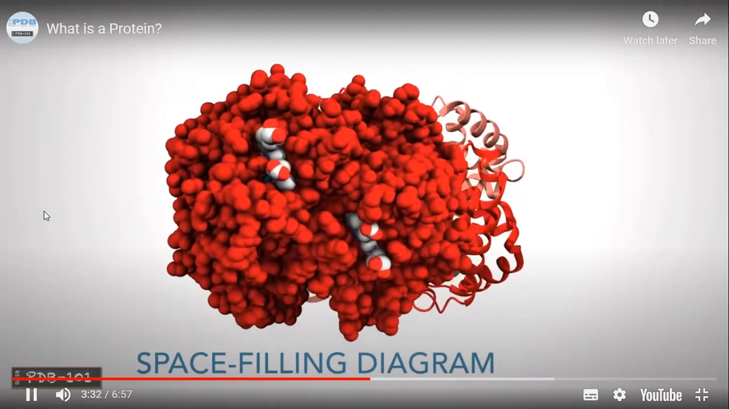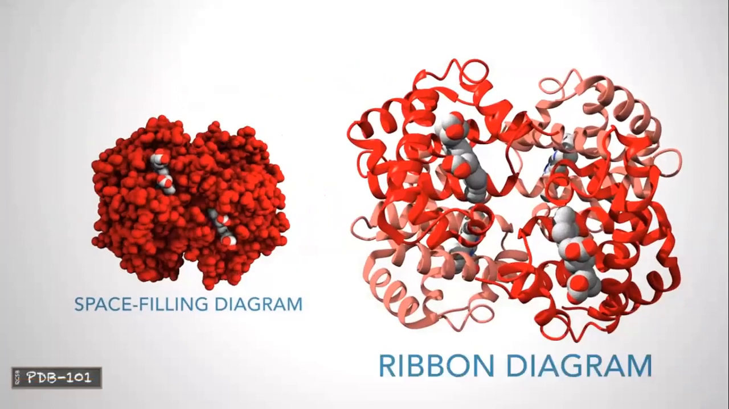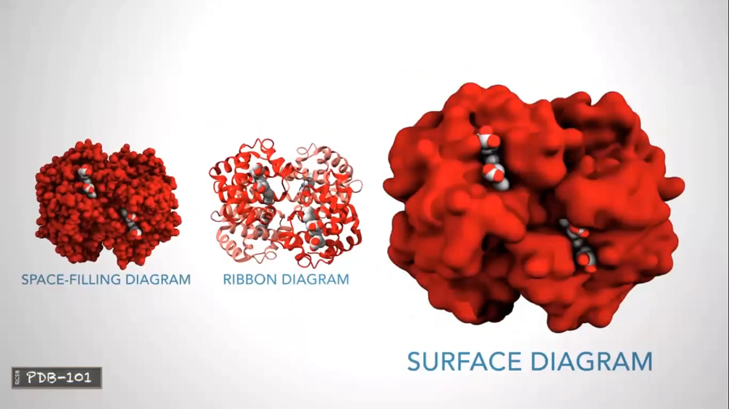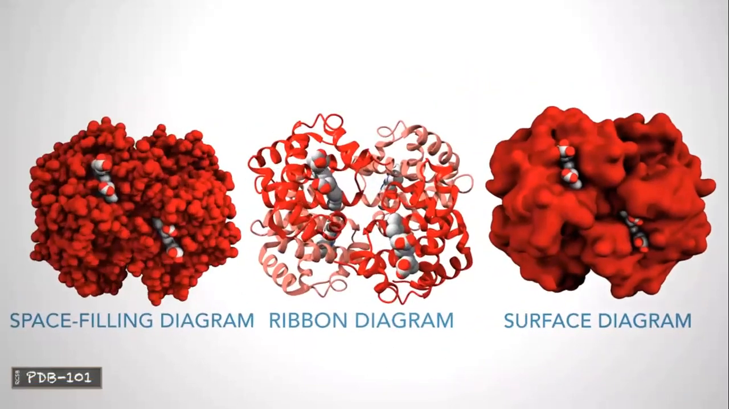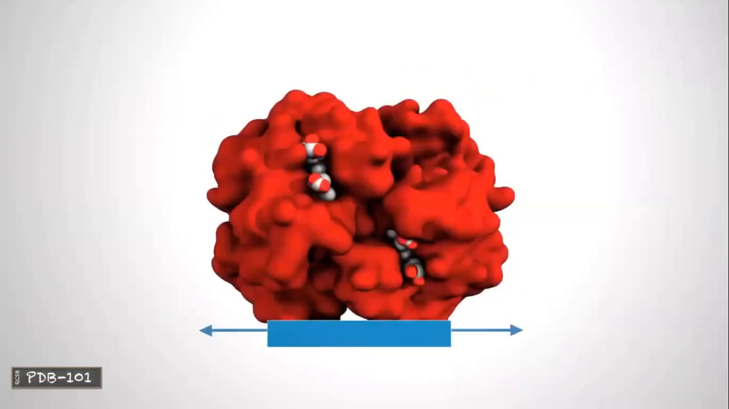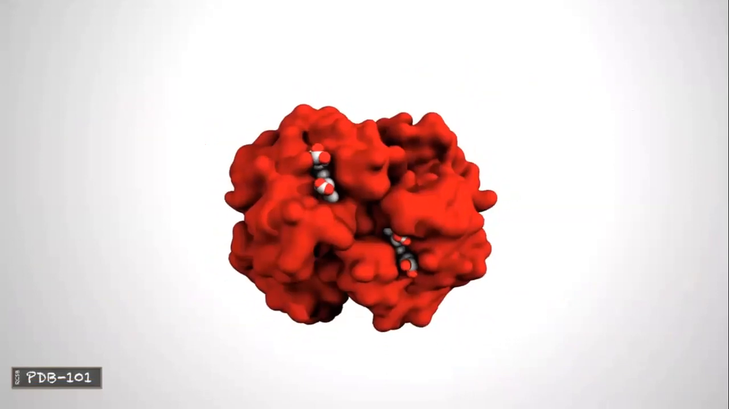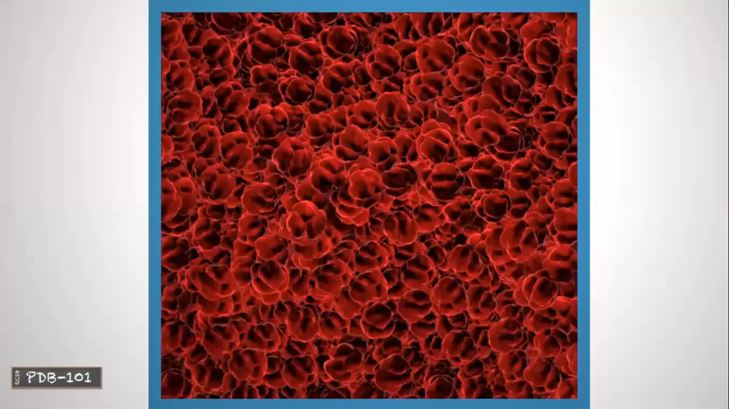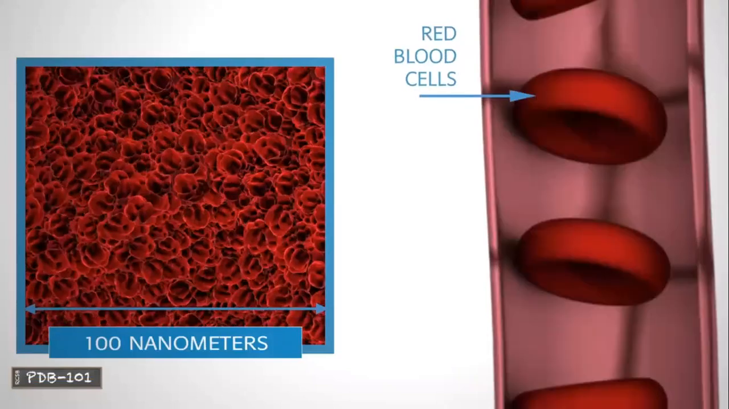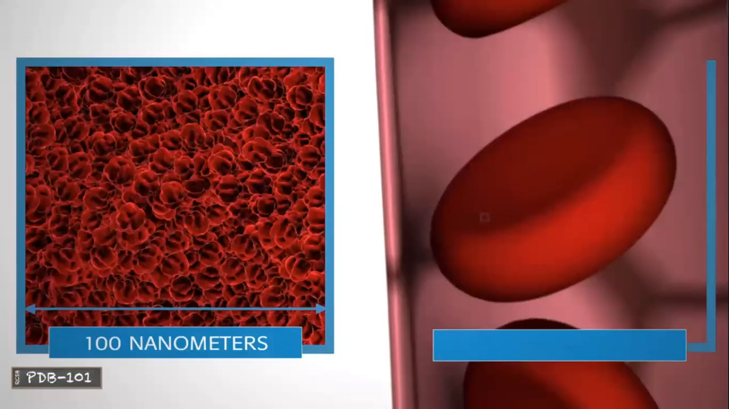Diagram shows all of the atoms that make up this protein. This representation, called a ribbon or cartoon diagram, shows the organization of the protein backbone and highlights alpha helices. This surface representation shows the areas in the protein that are accessible to water molecules. Most proteins are smaller than the wavelength of light. For example, the hemoglobin molecule is about 6.5 nanometers in size. Hemoglobin is found in high concentration in red blood cells. A typical red blood cell contains about 280 million hemoglobin molecules.